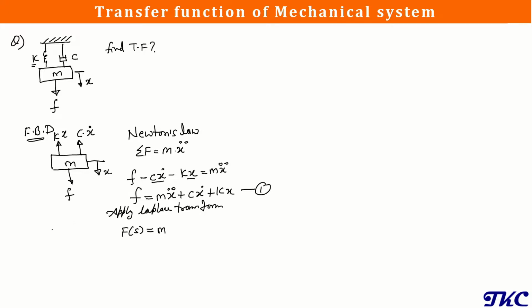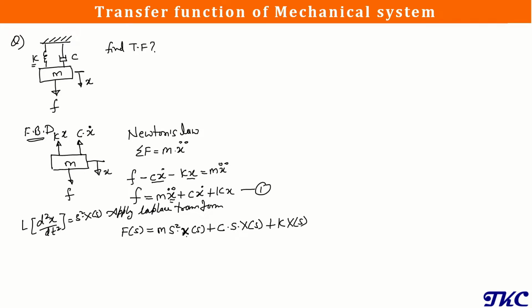We know how to take the Laplace of a differential term like this one. It is the Laplace of d square x by dt square, so it will be represented as s square into X of s, and the other term is related to boundary conditions, which we neglect in a transfer function. So the Laplace transform of x double dot is s square into capital X of s. Similarly, plus c, and again we have x dot, so its Laplace transform will be s into X of s. Next we have kx, where k is again a constant, and the Laplace of x is capital X of s.